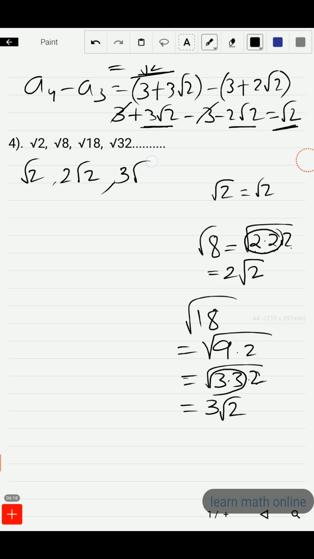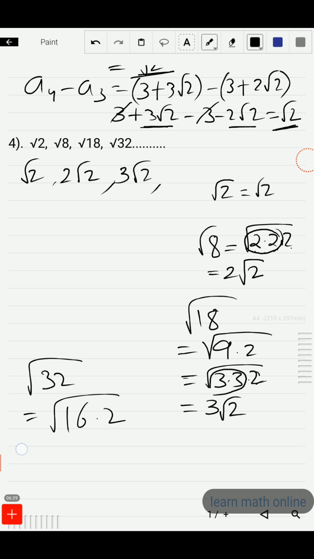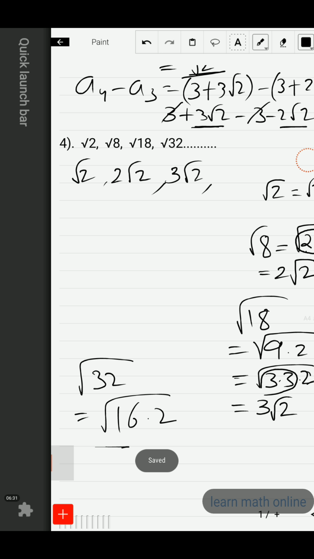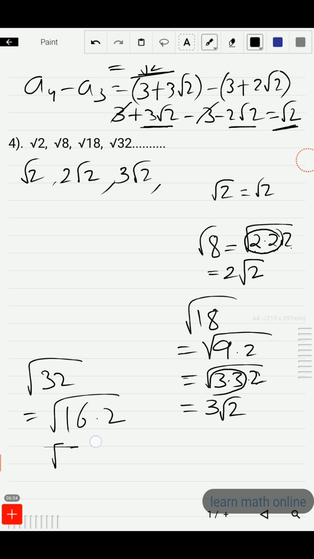Now what is root 32? Root 32 is in fact 16 into 2. Of course, we can write 16 as 4 into 4 into 2. So this 4 will come out because it is forming a pair inside the root. So this will be 4 root 2. So this is 4 root 2 now.